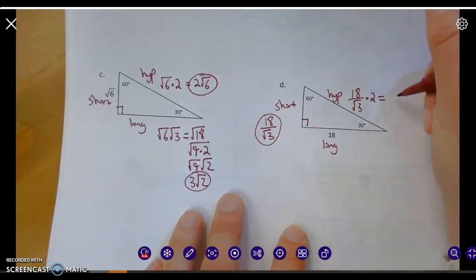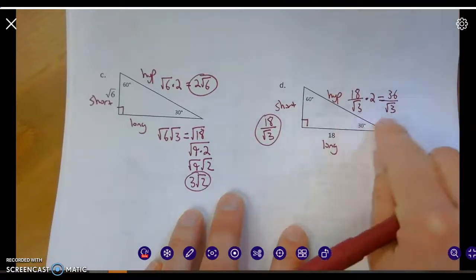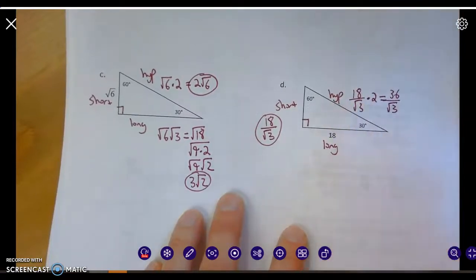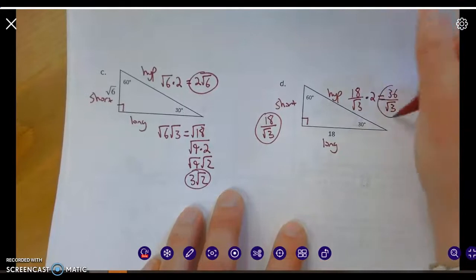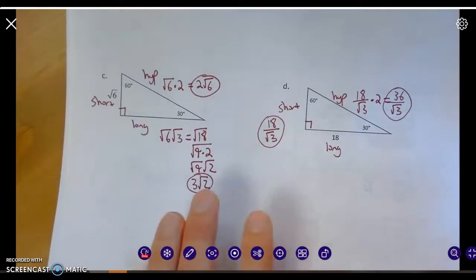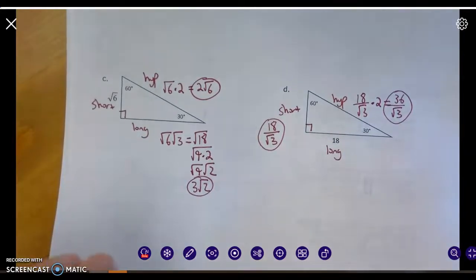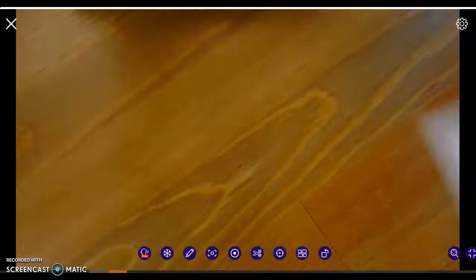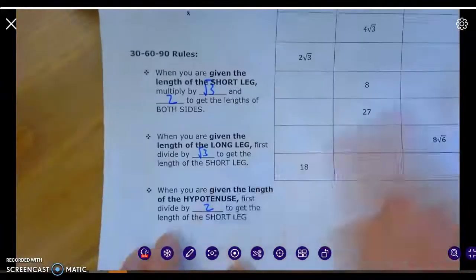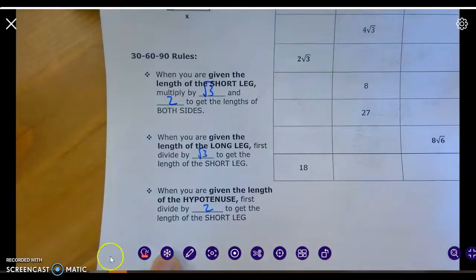So 18 doubled is 36 over square root of 3. We don't double the bottom because if we just double the top, then that is doubling it. So that is just 36 over square root of 3. And so that is a few examples of how to find the missing sides of the 30, 60, 90 triangle. Big thing there is to make sure you are using the rules from this page to solve the missing sides.